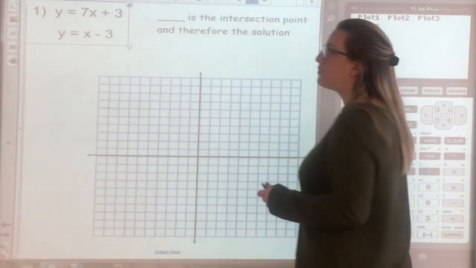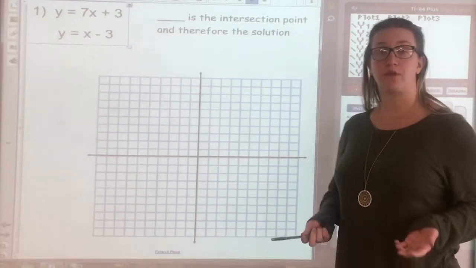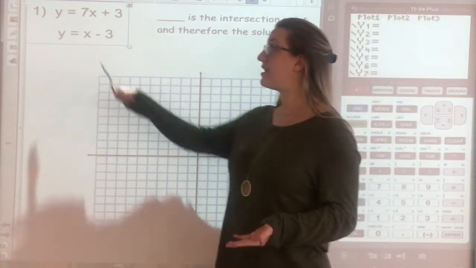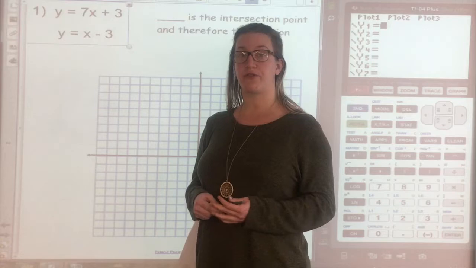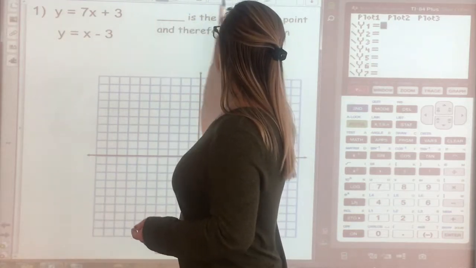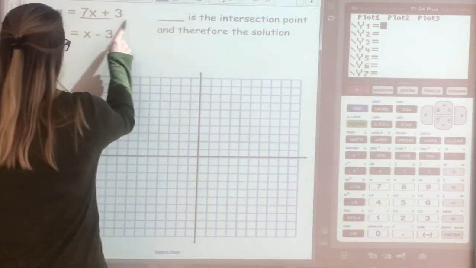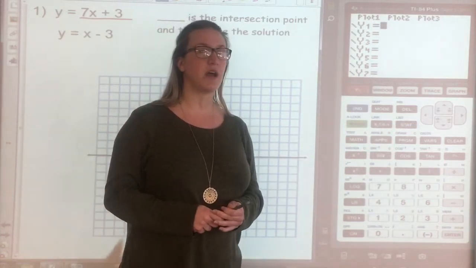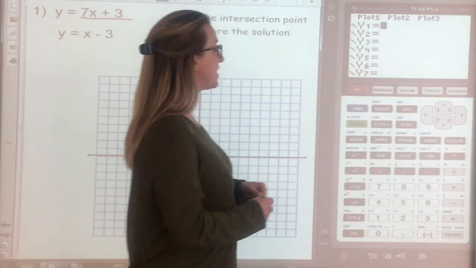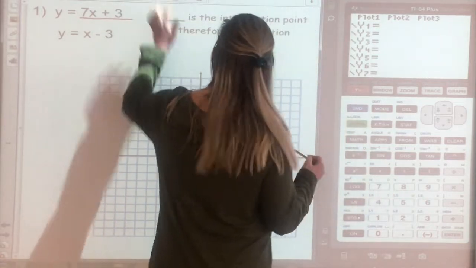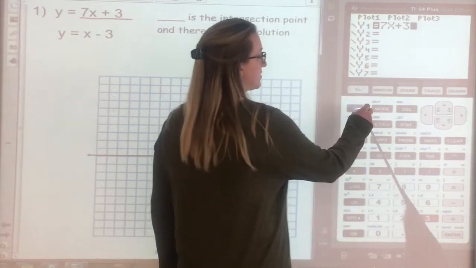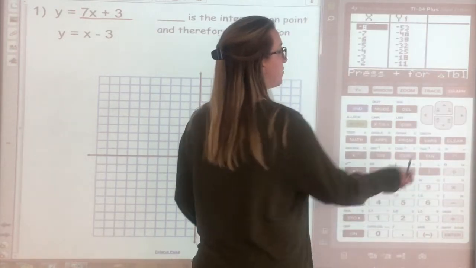Number 1 says y equals 7x plus 3 and y equals x minus 3. The first thing I'm going to do is recognize that it is already solved for y. So we are going to place one equation in the calculator at a time. I'm already in y equals in my graphing calculator, and I'm going to type in 7x plus 3. So 7x plus 3.